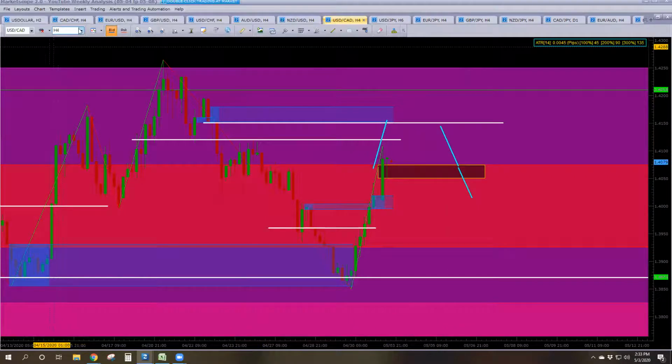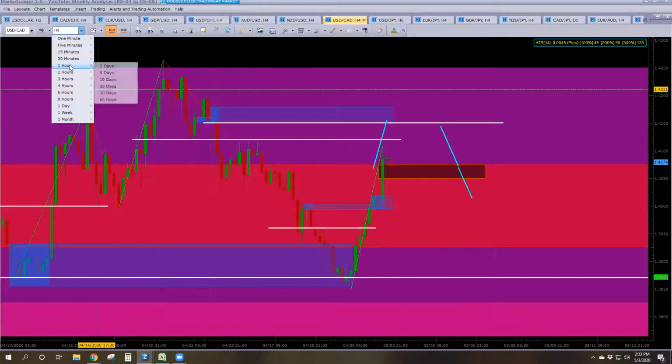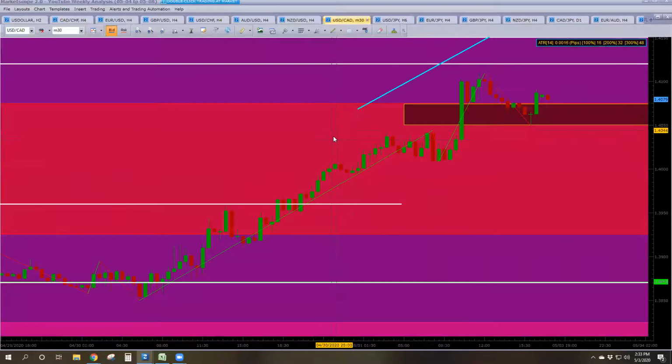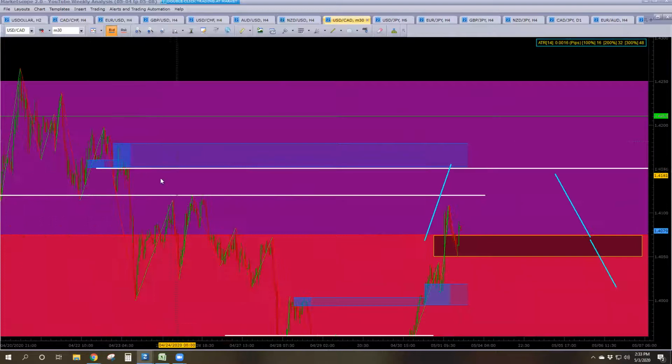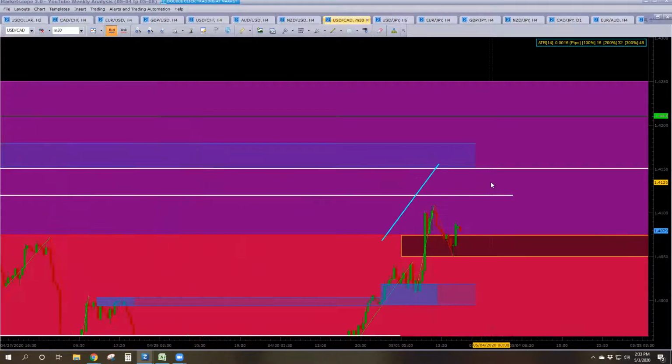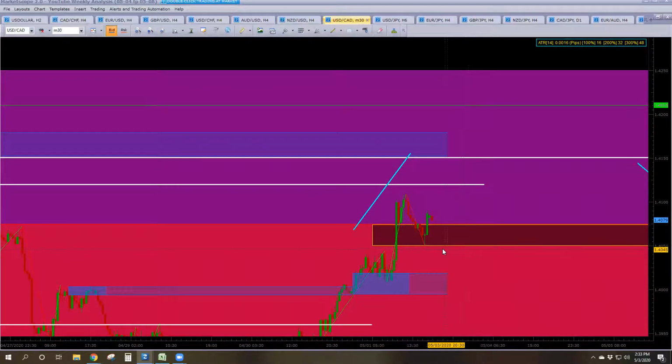So what do I mean by that? Let's say, for example, you see your 4-hour zone. Let's go to the 30-minute chart, and that's a zone right there. You know that's a 4-hour zone, right? So let's say, for example, you know that's your demand right there, right?